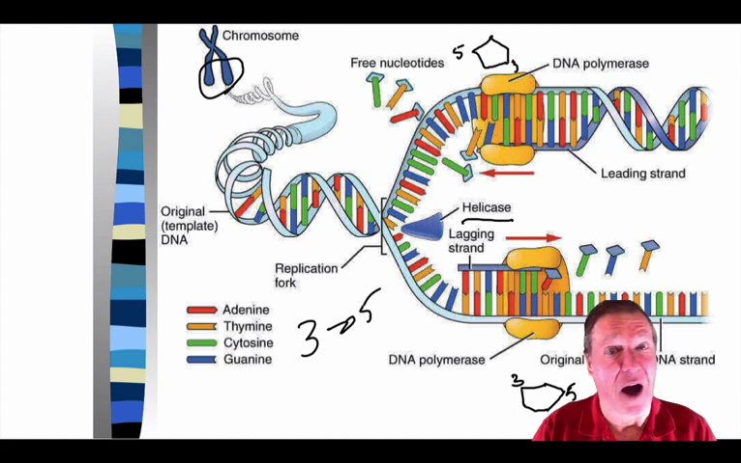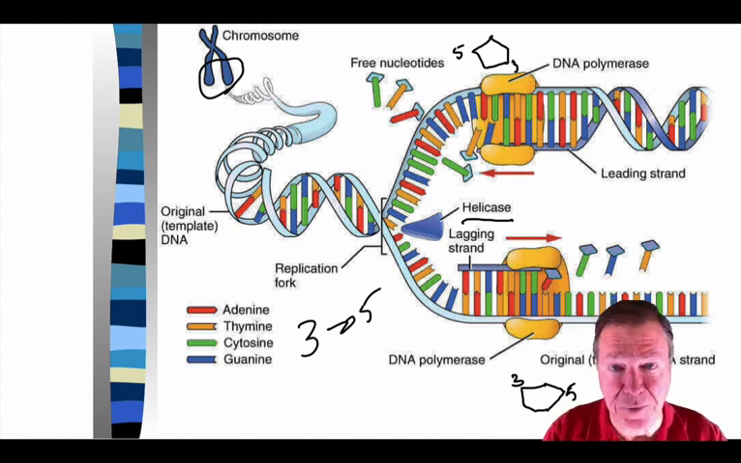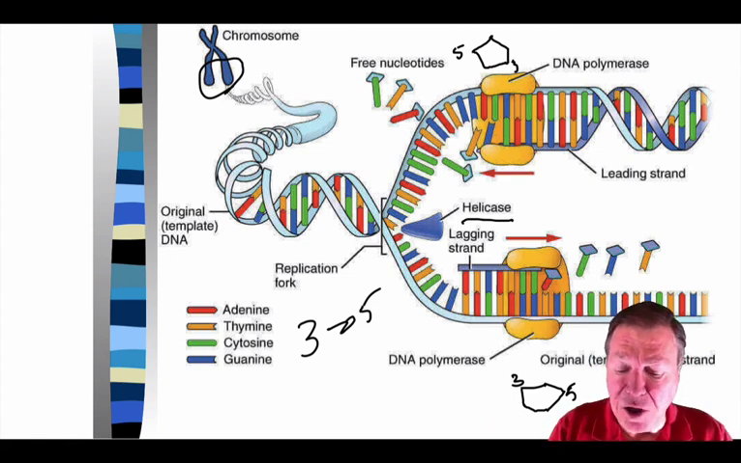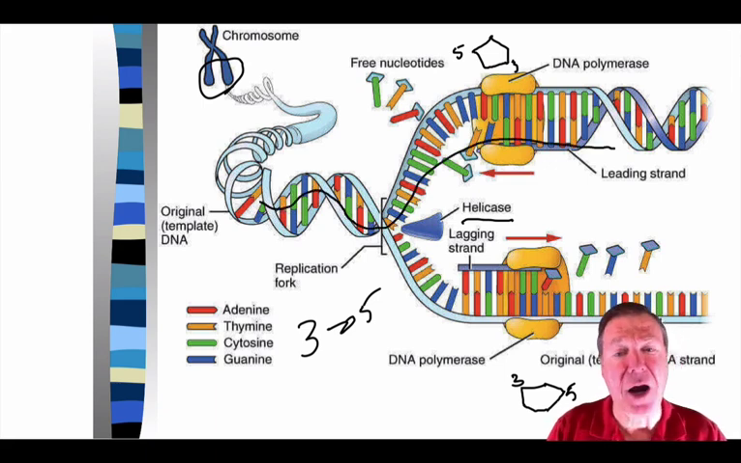It can only work from the 3 to the 5. Let's say it could be 5 to 3. I don't know. I don't care. You don't need to know it. Just showing you something that you might want to observe. All right. It works only from the 3 to 5. So this one, as it unzips, can work its way along the DNA the entire time.